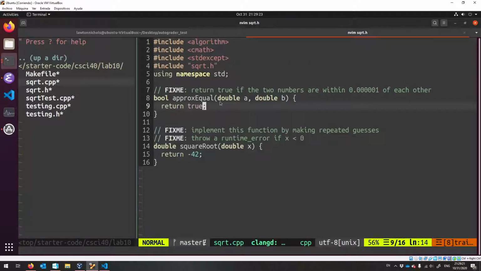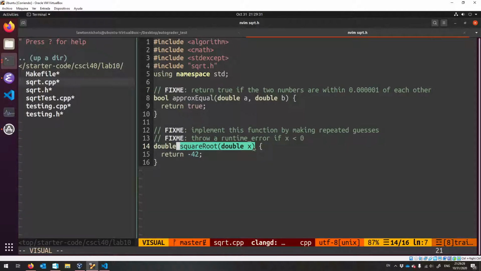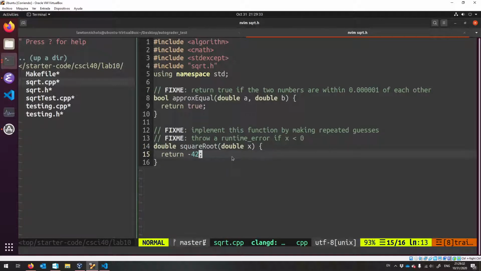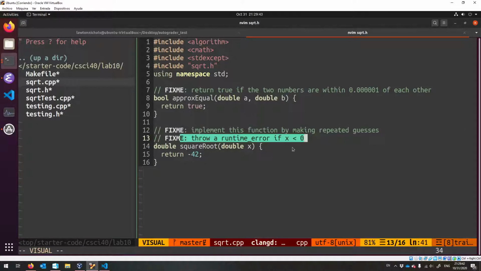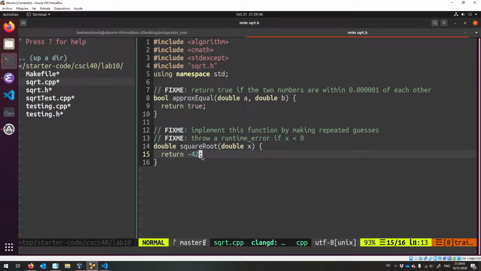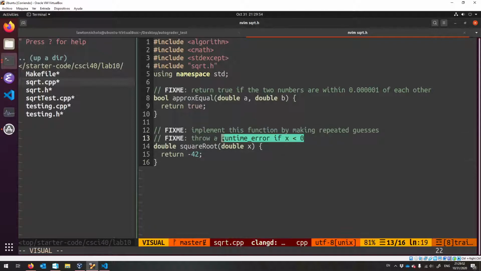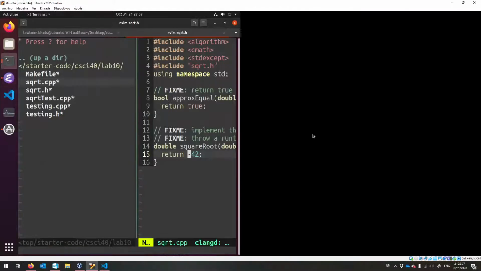The first one is just, hey, return true if these two numbers are really, really close to each other. That shouldn't be hard. And then square root is going to be the main function that you work on for this lab. Given some double x, return the square root of that number. Also, if it is less than 0, because there is no square root of a number less than 0 in terms of doubles, you have to start getting into complex numbers, right? In that case, you just throw a runtime error with whatever string you want to throw inside of it. That's all you do there.